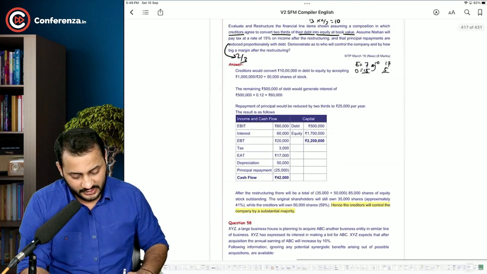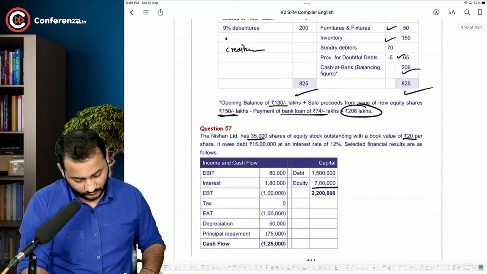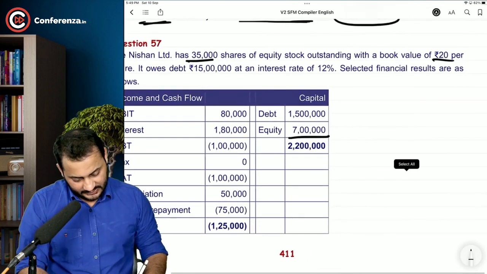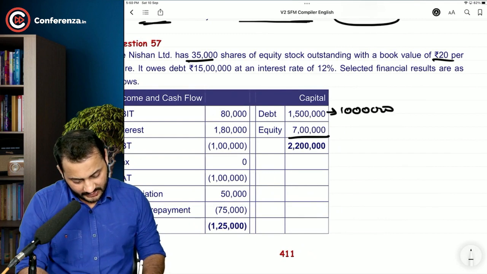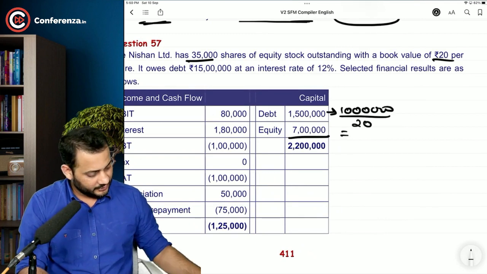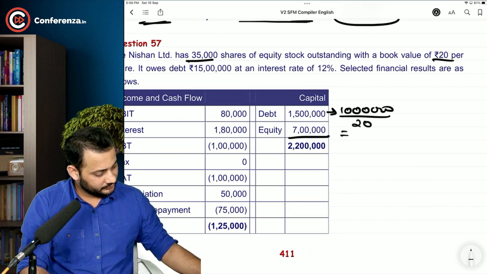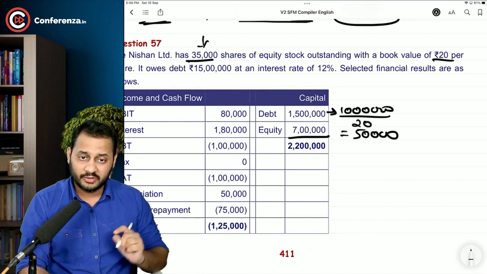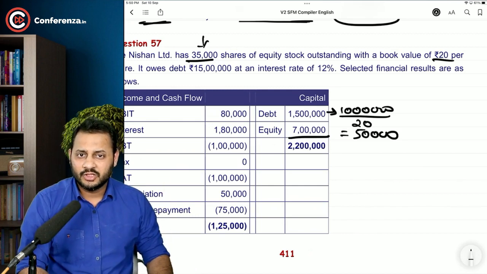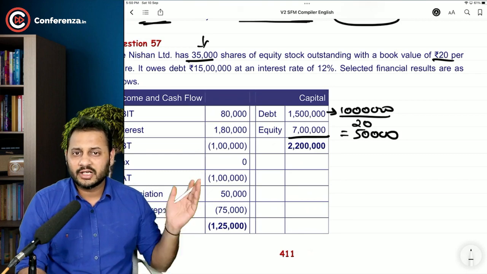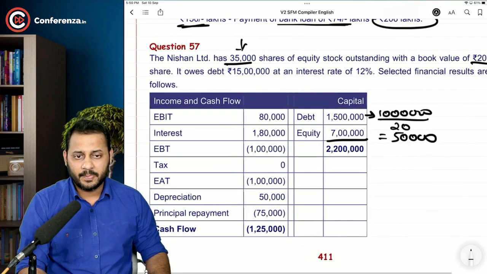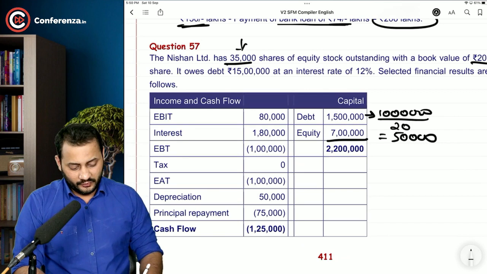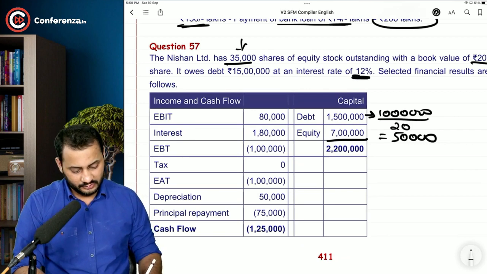One more thing that will happen. Out of this 15 lakh, 10 lakh worth of shares, 10 lakh divided by 20, we are going to issue them 50,000 shares. We are holding only 35,000, but we are issuing 50,000 shares to them. So obviously the control will go to the creditors because they are holding more than we are. Okay, so 2/3 of the debt has been reduced. What will happen? 12% interest on 5 lakh.